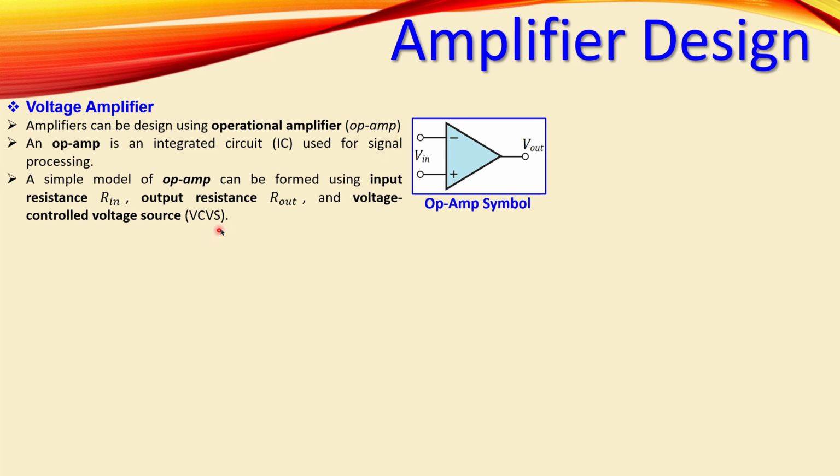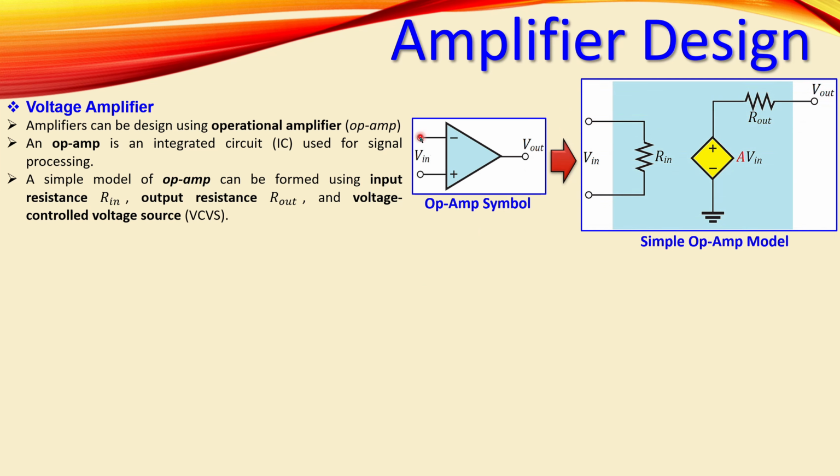For processing of analog signals and also calculation of our required values, we would like to use a model. A very simple model of an op-amp can be formed using an input resistance, output resistance, and also a voltage controlled voltage source. We have seen these dependent sources. So we have again our two inputs, and in between we have an input resistance. And the voltage here is controlled by the input voltage, and that is A times V in, where A is a constant, some number.